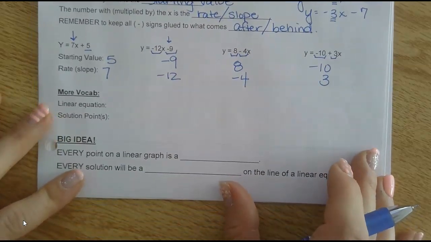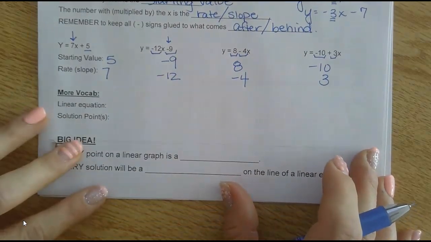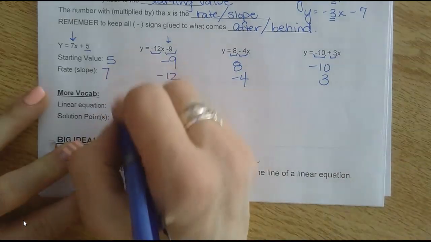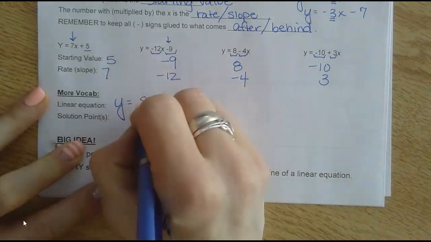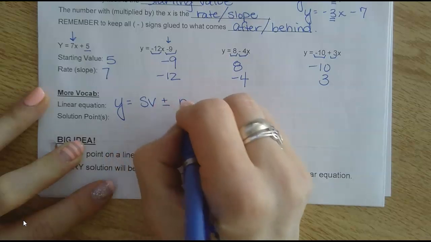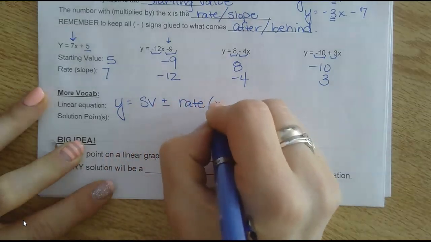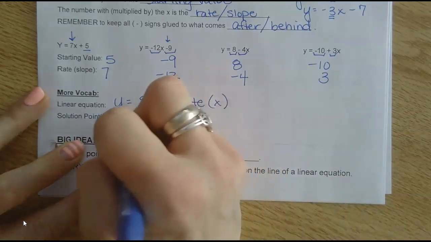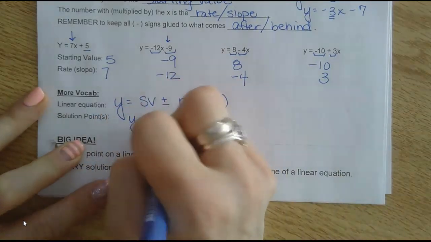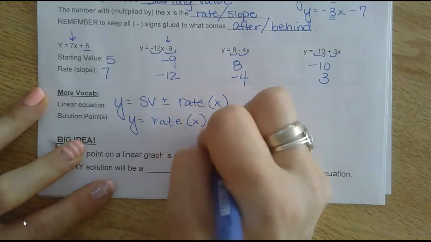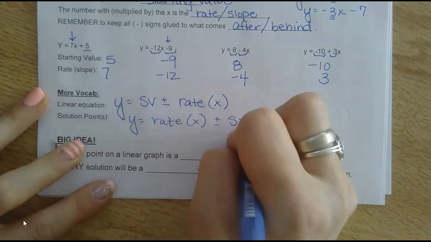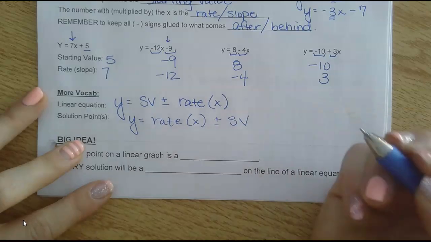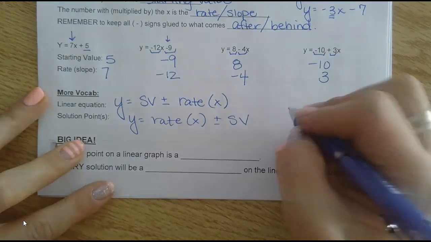We're going to build on all of that in this chapter. So, linear equation: y equals a starting value plus or minus that rate with the x. And we talked about how these could be flip-flopped. Maybe you see y equals the rate first with the x, and then plus or minus a starting value. Both of these are fine. Those would both be linear equations.